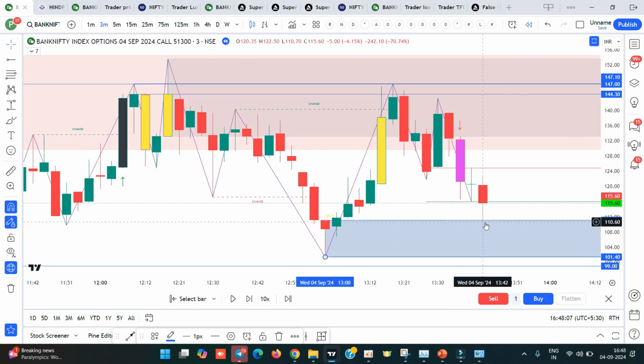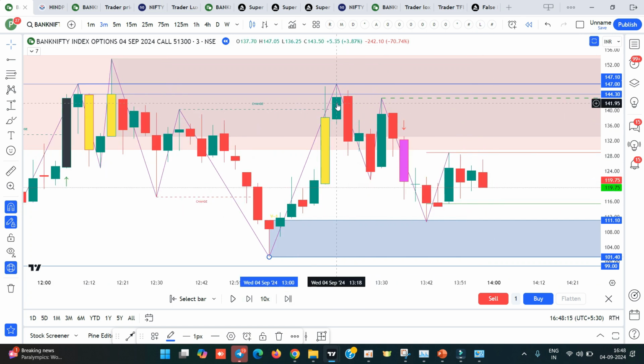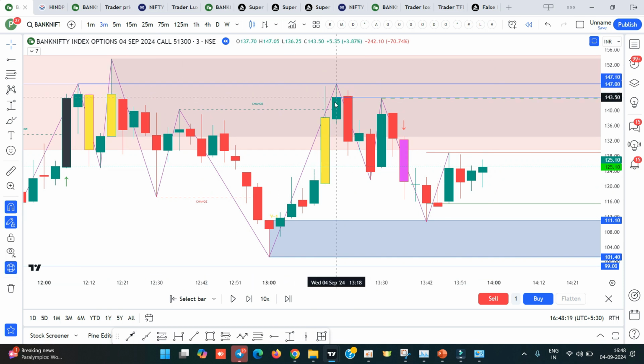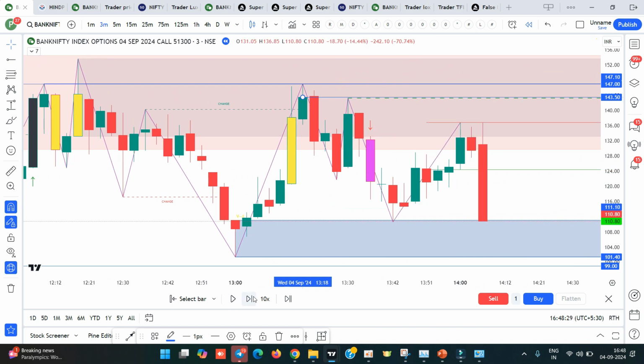Now here again we have entry. Price is trying to reverse. Our target is highest close here. So new target for now is around 143.5 and 147. And in this candle what happens, let us check.